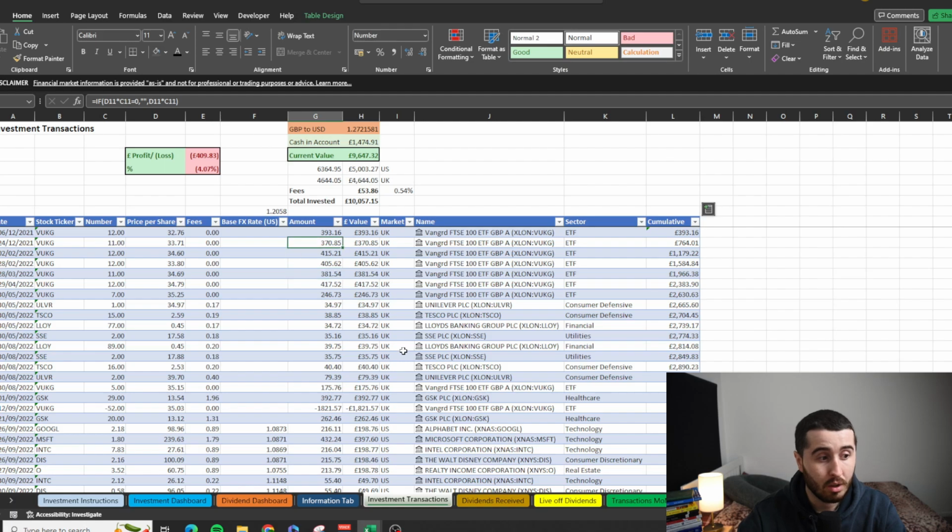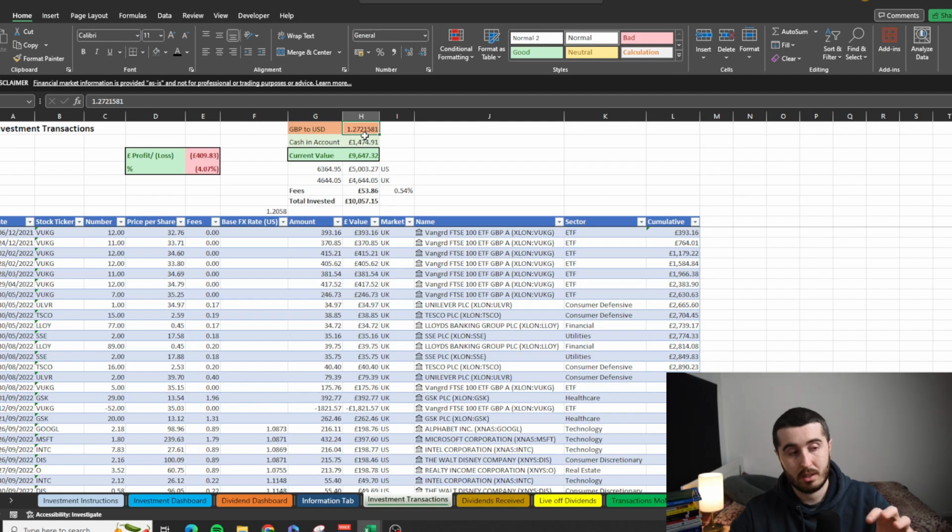This amount here, you don't have to worry about that, because they're formulated. And then this is formulated, this is formulated, and this is formulated. So you don't need to worry about that. The main thing that you need to worry about is inputting the GBP to USD if you're buying US shares. Again, it becomes a little bit more complicated if you have different currencies, I'm not going to lie, and you might need to have other columns.